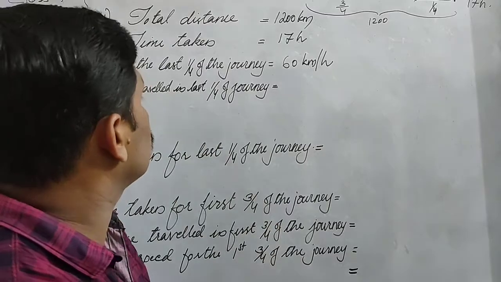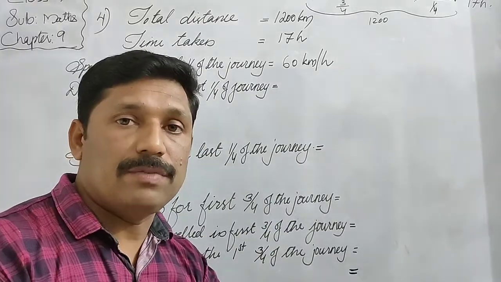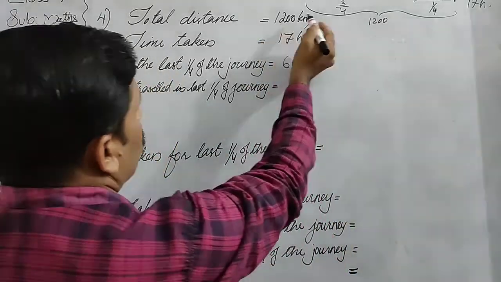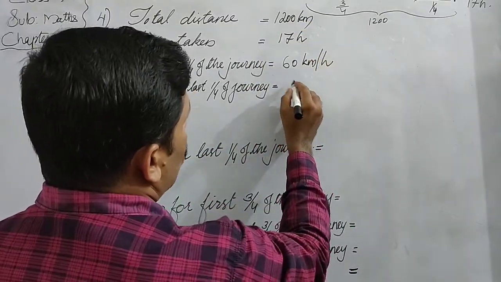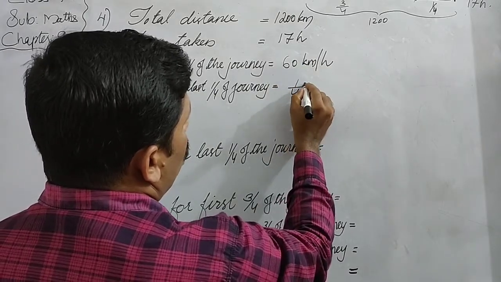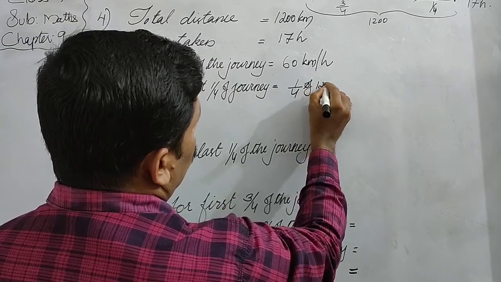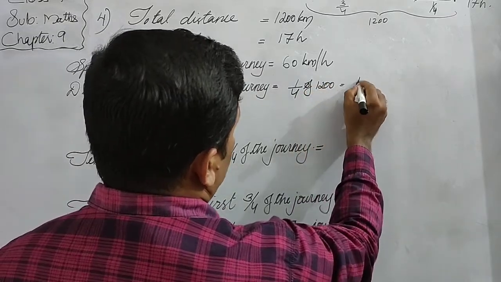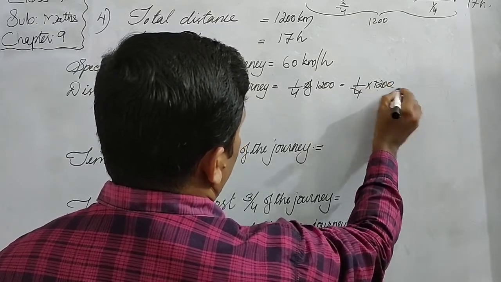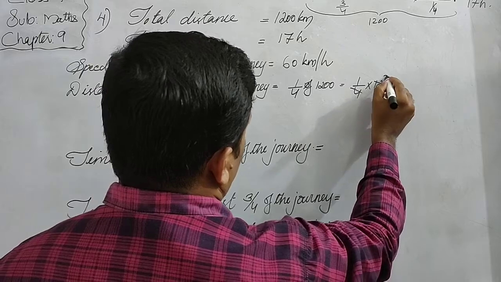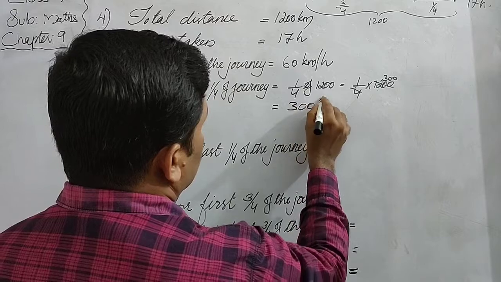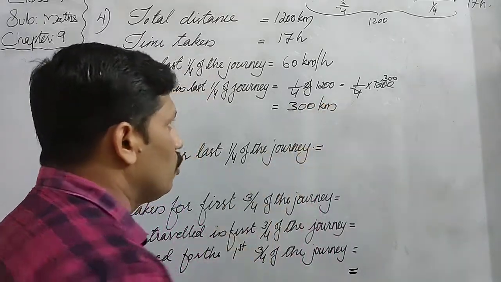Then what is the distance traveled in last one-fourth of the journey? That we want to find out. One-fourth of the journey, what is the distance? So here you know that total distance is 1200. So one-fourth of that 1200 we have to calculate. One-fourth of 1200. That 'of' means multiplication. So 1/4 into 1200. That we cut and reduce, then we get 300. So this last one-fourth of the journey, the distance is 300 kilometers.